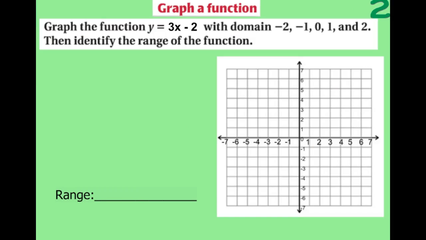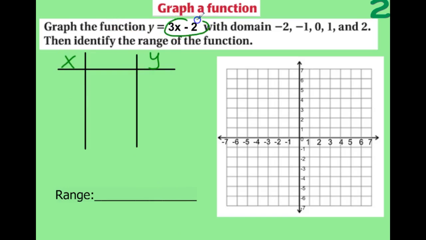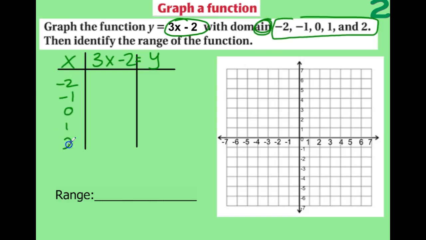Let's try another one. Alright, here's another one. I'm going to make my table, my xy table, with x and y. And my equation goes in the middle. We don't need to include y because we're going to put y right here. It's 3x minus 2. And our domain, what we're plugging into our equation, is -2, -1, 0, 1, and 2.